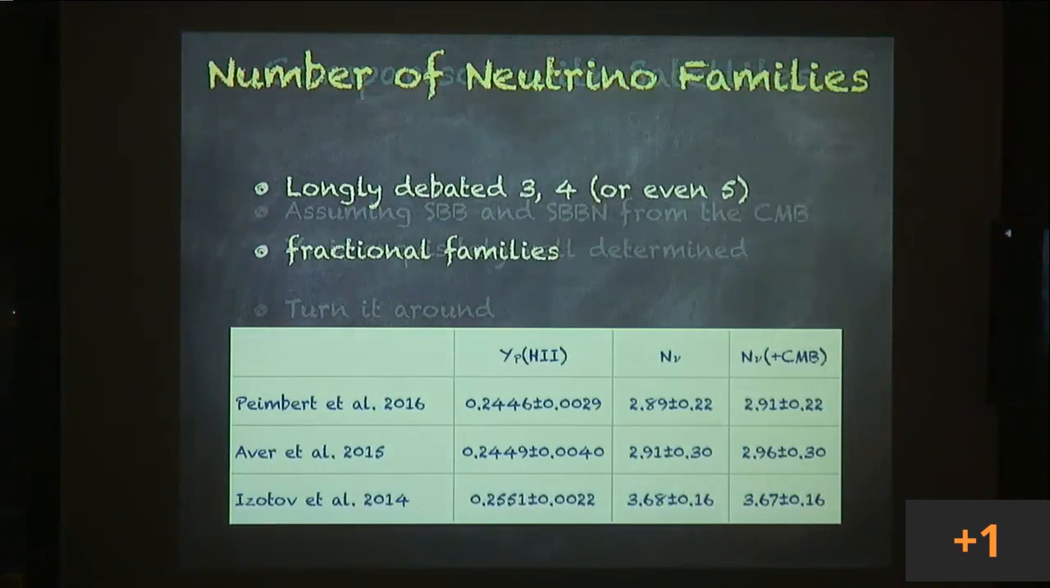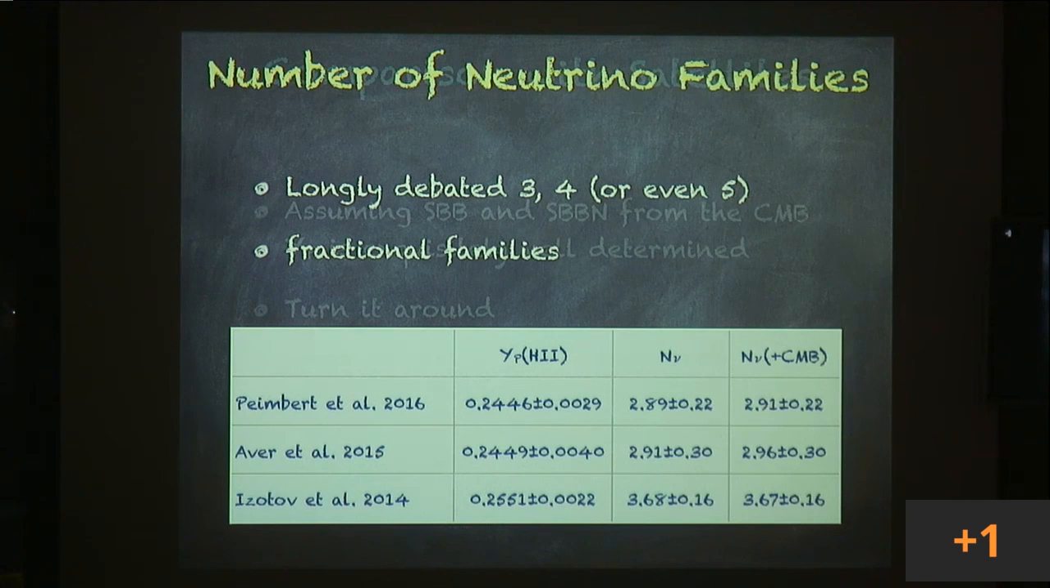Let's look at the number of neutrino families. It's been long debated whether it's 3 or 4 or even 5 neutrino families, whether all these neutrino families were light at the time of the nucleosynthesis, or were already too heavy to be hyper-relativistic, and so on.